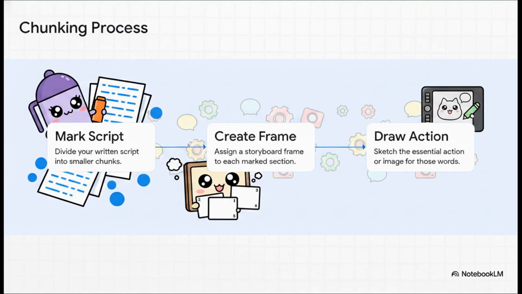Now that we've freed ourselves from the pressure of perfection, let's get into the practical phase. We need to decide exactly where the visual cuts or scene changes should naturally happen. We followed these 3 simple steps to chunk the narrative.